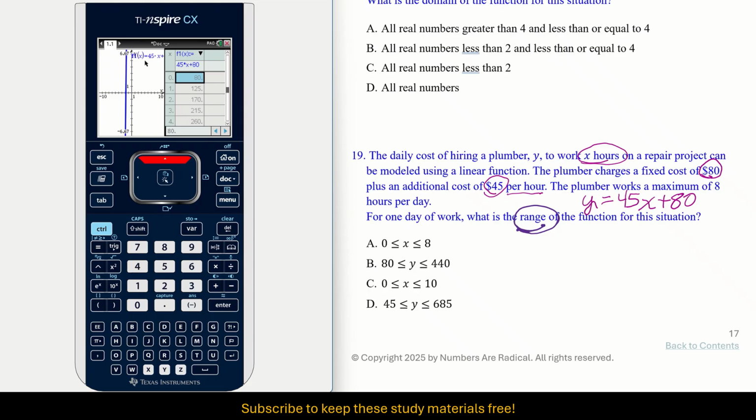Okay, and again, range implies Y. So we have A and B are implying domain because they have an X. Now we look at B and D. We have to select B because it starts at 80. And then if we arrow down to the maximum of 8 hours a day, that verifies how much he would end with at one day, which would be a total of 8 hours.